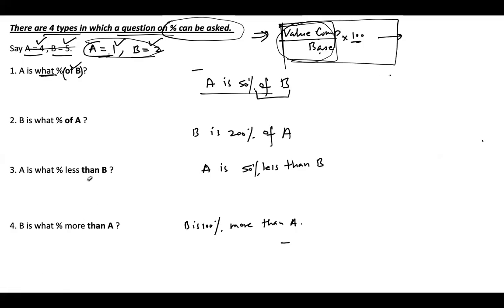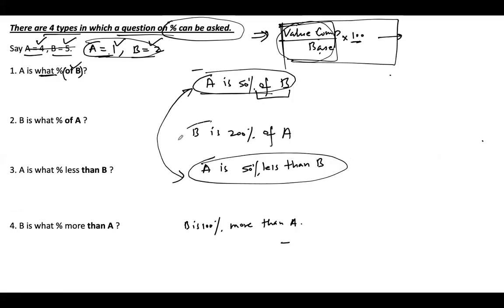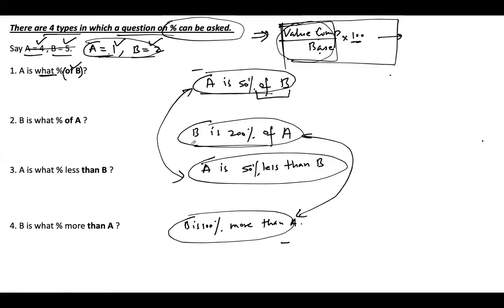Now compare these relations. Let's say A is 50% of B and A is 50% less than B. Aren't these two relations same? Similarly, these two relations. This is one way of saying B is 200% of A, or you could also say if B is 200% of A, can I also say B is 100% more than A? Similarly, if we are saying A is 50% of B, by this statement, what do you understand? Which is greater? A is greater or B is greater? B is greater. Why?